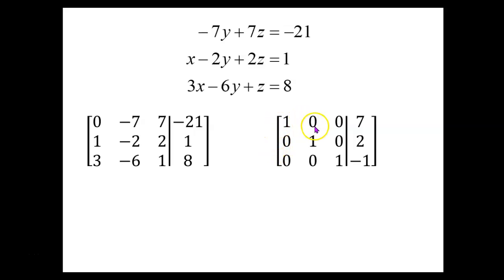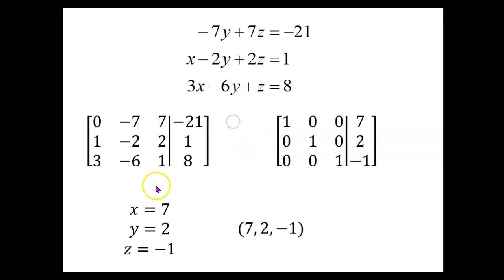However you do it, when you get the reduced row echelon form, it turns out to look like this: 1, 0, 0, 7; 0, 1, 0, 2; 0, 0, 1, -1. And from that, we can tell that the solution to the system is x equals 7, y equals 2, and z equals -1. In other words, 7, 2, -1 is what makes all three of these equations true at the same time.